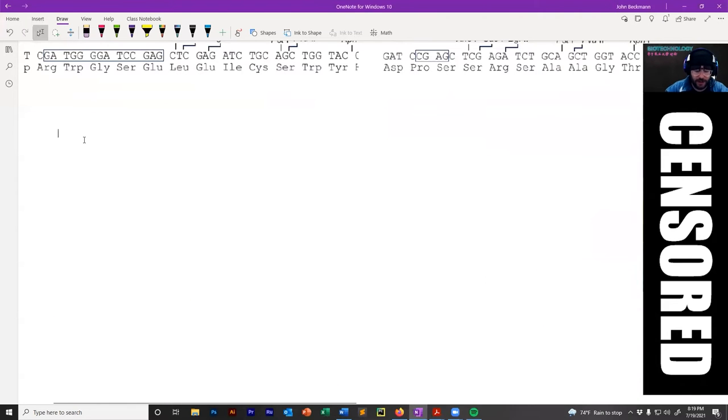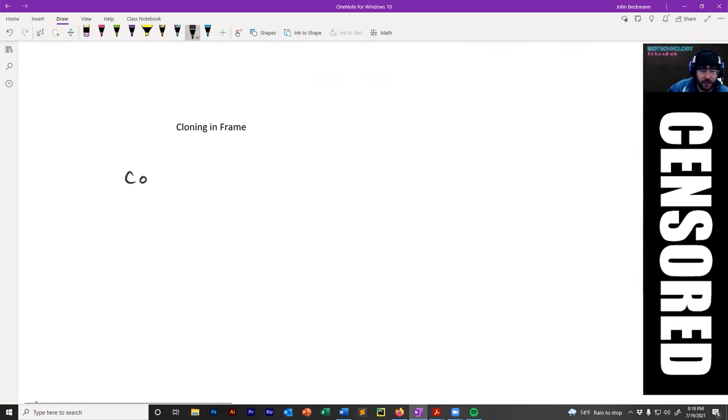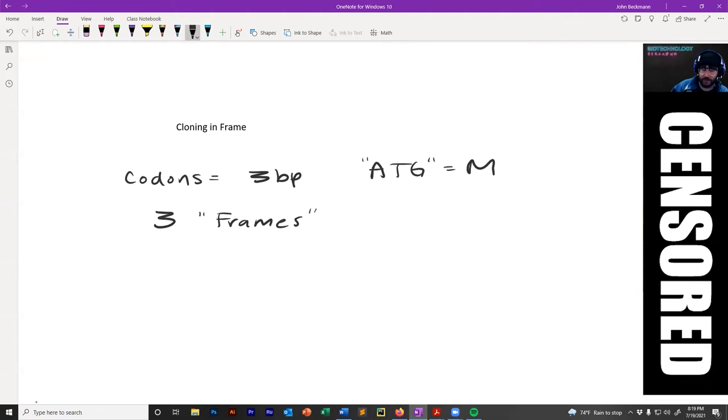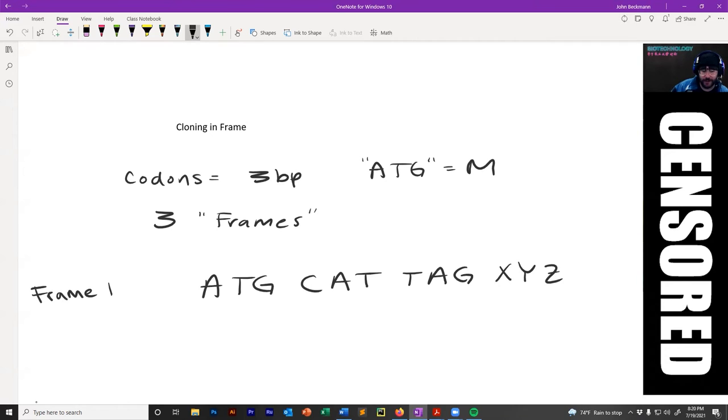The topic here is cloning in frame. This should be easy. We all know this. Codons are made of three base pairs, for example ATG equals methionine. There are three quote unquote frames. Imagine I have a sequence ATG CAT TAG, let's do X, Y, Z. Frame one means methionine, histidine, stop codon, something.